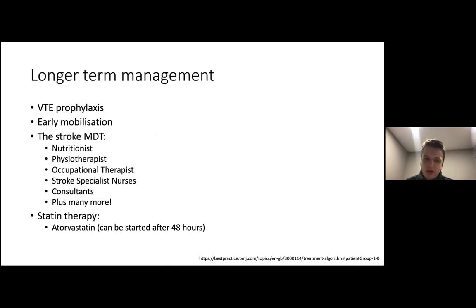So longer term, after initially you stabilise the patient and they've been assessed: VTE prophylaxis, early mobilisation. The stroke MDT is really important to get the patient the best support: nutritionists, physiotherapists, OTs, consultants, and many more. It's a real team effort, and recovery can be slow, so it's important to get as much support as possible. Statin therapy can be started in stroke patients after 2 days.